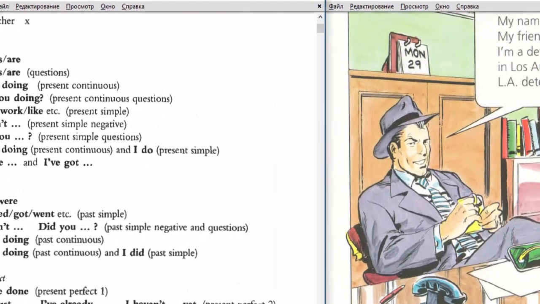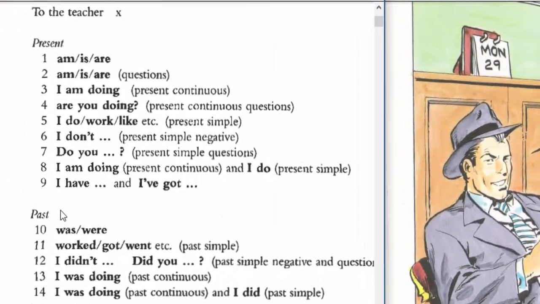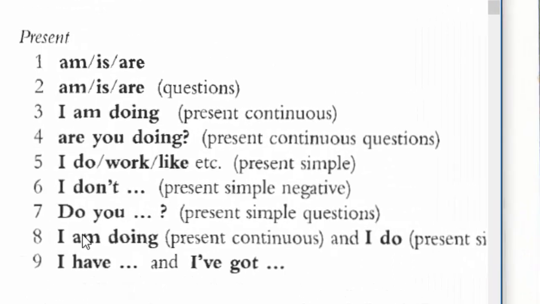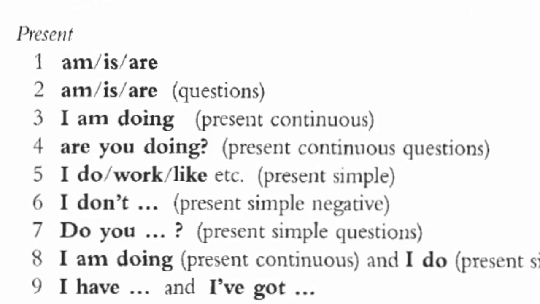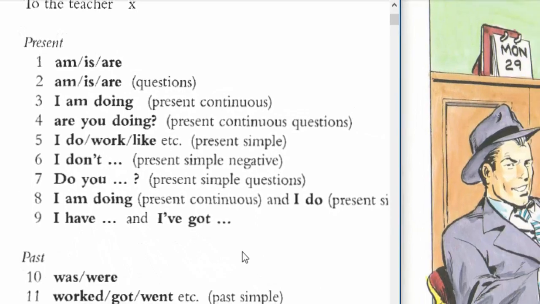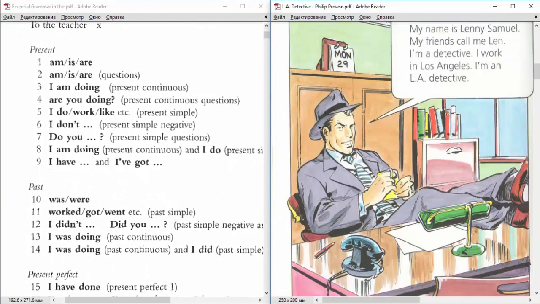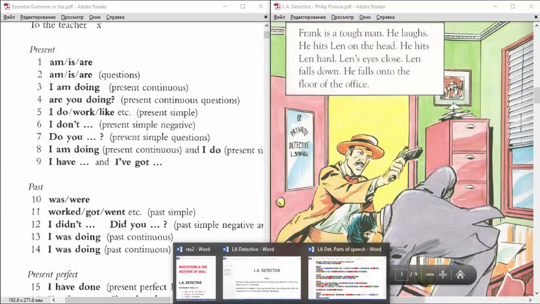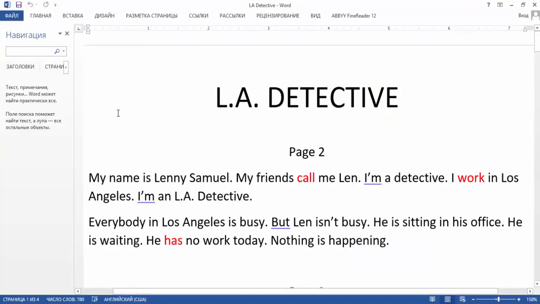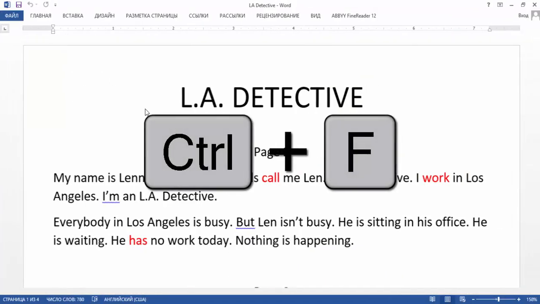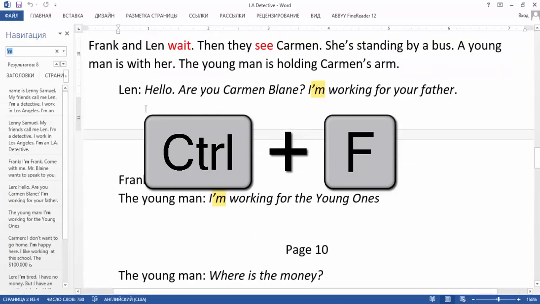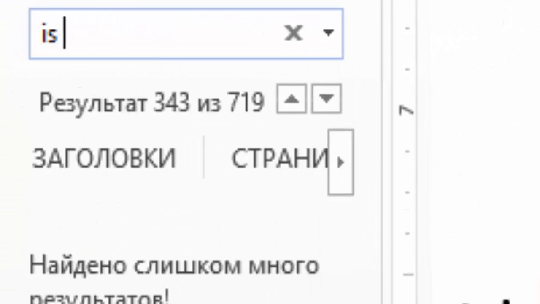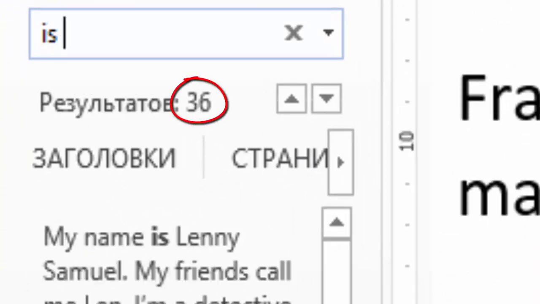Okay, here are the units. As you can see, units 1 and 2 are all about am, is, are. Let's see how many repetitions of am, is, are we can find in a storybook called LA Detective. I have the same story, LA Detective, in a Word document format. If you press Ctrl+F, you can search for any word in the text. Let's search for "is" in the text.